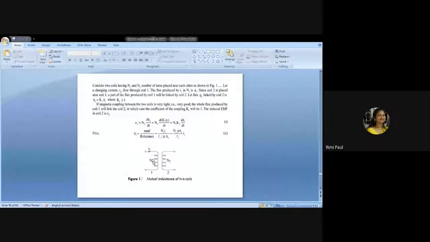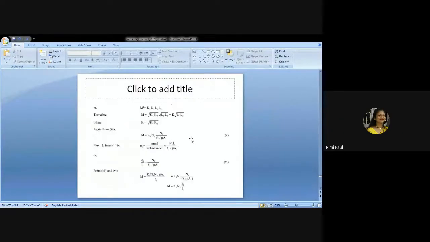Now, what is E2? E2 is the induced EMF of coil 2. And why is it induced? Because part of the flux of this coil is linked with the second coil.